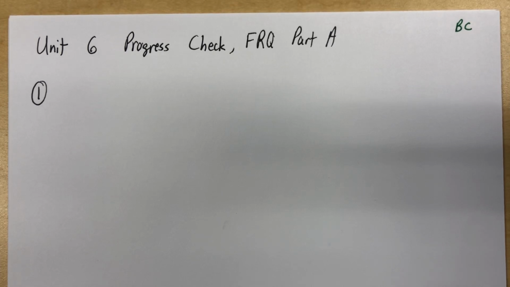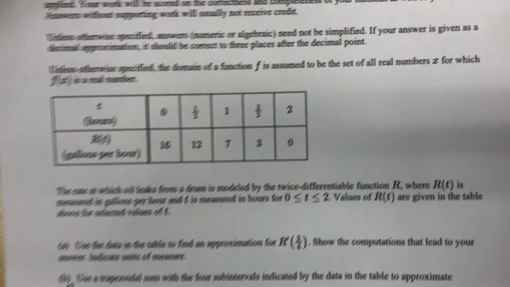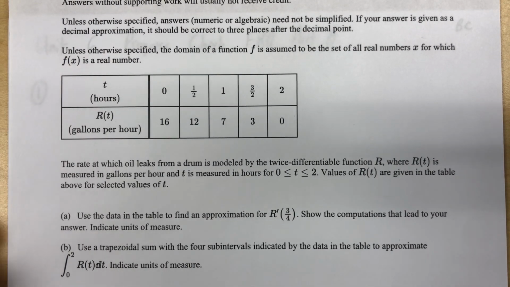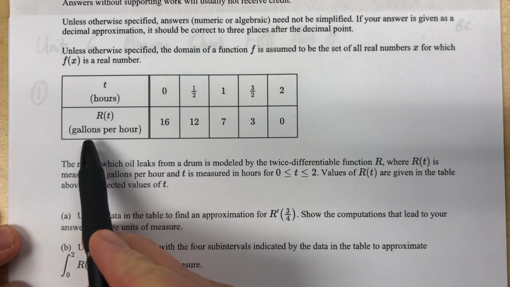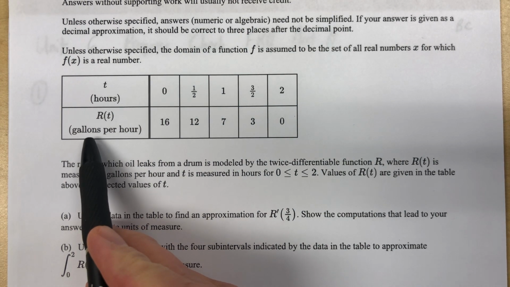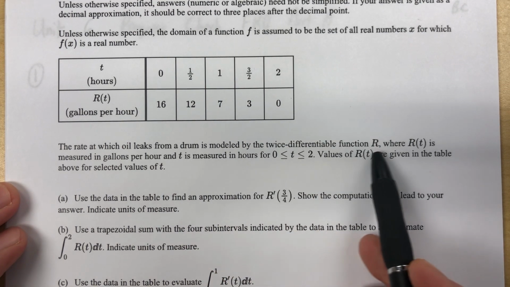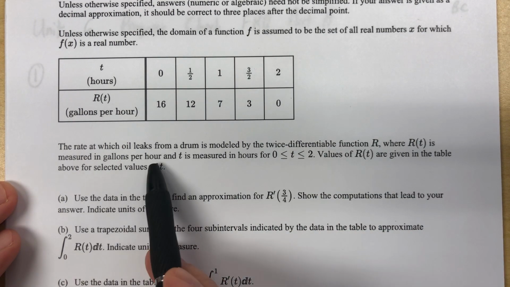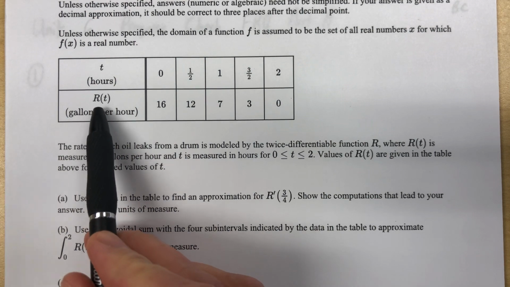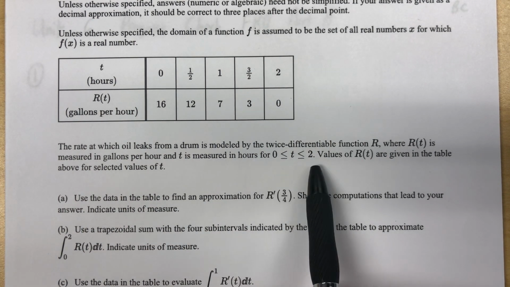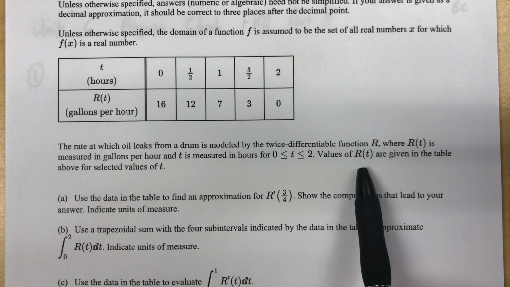Okay, let's do Unit 6 Progress Check Free Response Question Part A. And the question begins here. They gave us a table of values, and they give us R, which is in units of gallons per hour. The rate at which oil leaks from a drum is modeled by the twice differentiable function R. R of T is measured in gallons per hour. Notice again, this is a rate that they're giving us, and T is measured in hours from 0 to 2. Values of R of T are given in the table.